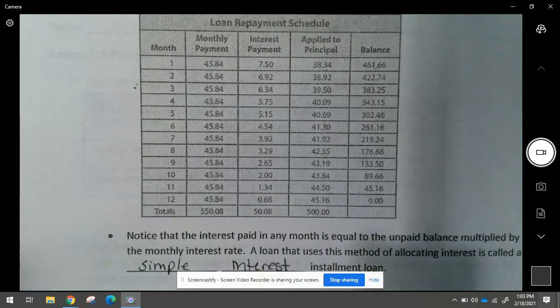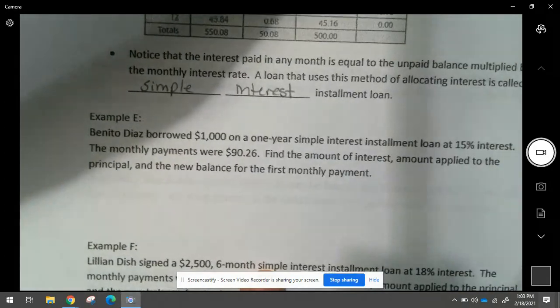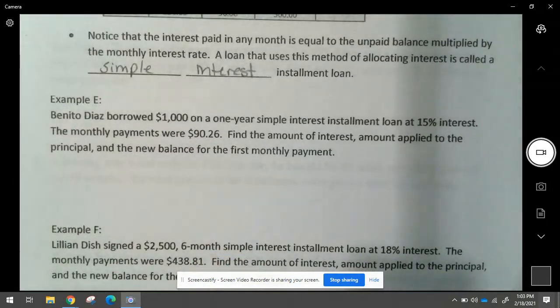Now we'll do some problems here and calculate our balance for our first month. Benito Diaz borrowed $1,000 on a 1-year simple interest installment loan at 15% interest. The monthly payments were $90.26. Find the amount of interest, amount applied to the principal, and the new balance for the first monthly payment.